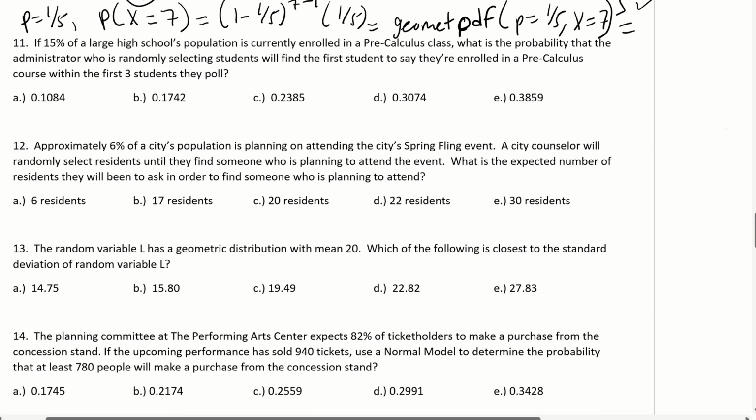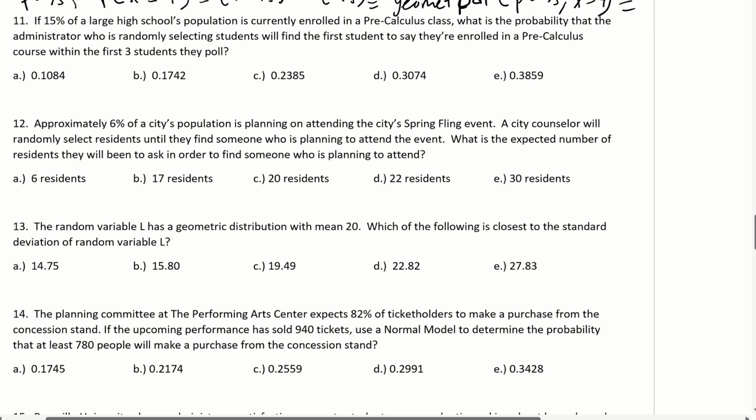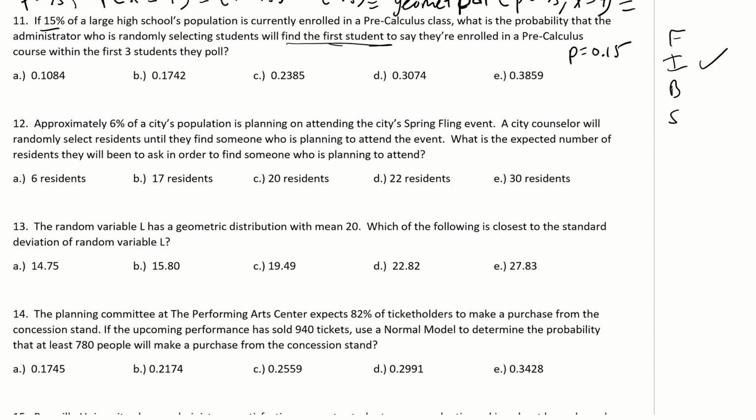All right, number 11. If 15% of a large high school's population is currently enrolled in a pre-calculus class, what is the probability that the administrator who's randomly selecting students will find the first student to say that they're enrolled? Okay, the first student, that's FIBS, right? Each person is independent. They're enrolled in pre-calculus or not. First person to be selected. Probability of success is the same, 0.15.